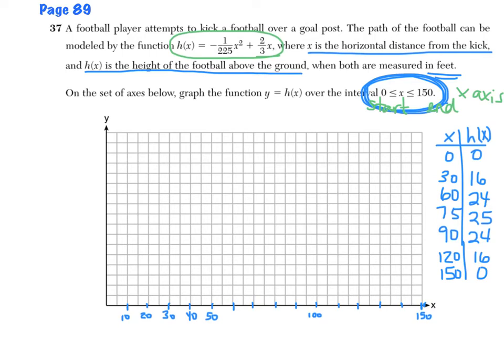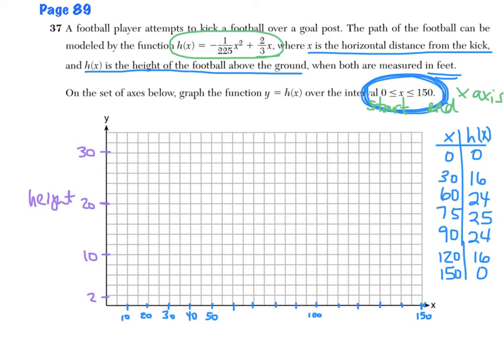I know how high my y-axis needs to go. Remember, the y-axis represents the height of the football. So here, I can tell that I need to go up to 25. So I'm going to go ahead and count by twos: 4, 6, 8, 10, 12, 14, 16, 18, 20, 22, 24, 26, 28, 30. So that's plenty of room in order to have all of the values covered.